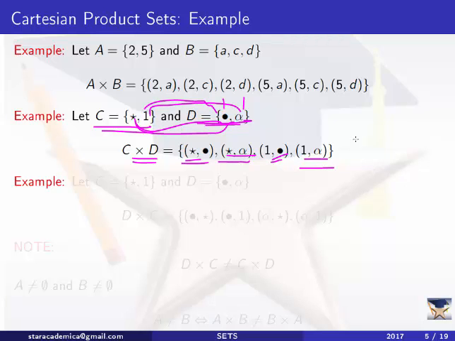So these are all. How many elements do we have? 2 for C, the size of C, times 2 for the size of D. There are 4 altogether.